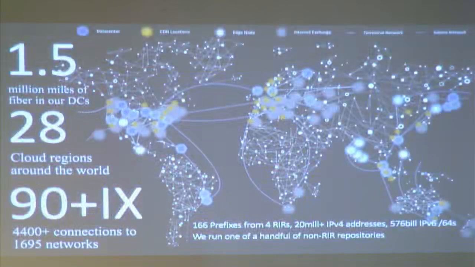I'll give some context on my problem statement. The services that I'm protecting today include Skype, Azure, Bing, Hotmail, Office 365. So we have a global network. You can see from the graph, we've got 28 regional data centers for Azure. I've got prefixes from 4 different RIRs, something like 20 million plus IPv4 addresses and 576 billion IPv6 /64s. So that's what's at stake for me.